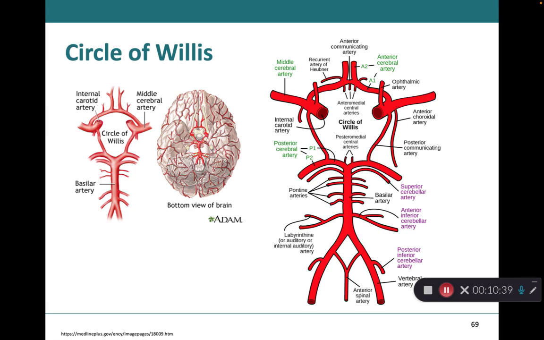If it's on the left side, this can also cause Broca's aphasia, which is inability to produce speech. Okay, so very important that these arteries here do not get blocked. So that's those two here, anterior cerebral and middle cerebral. And then, of course, the same one on this side.